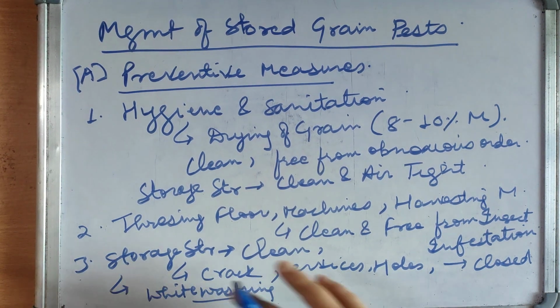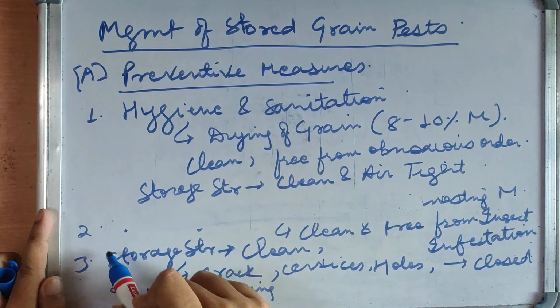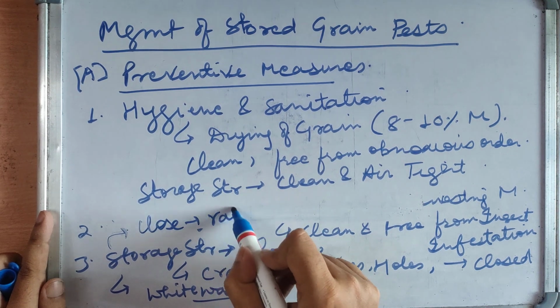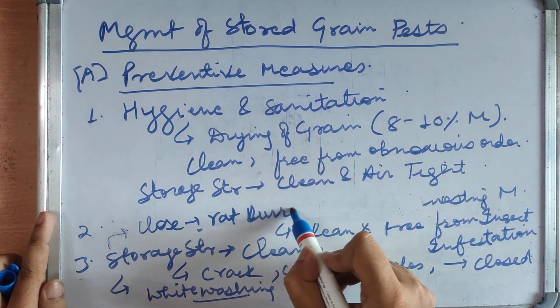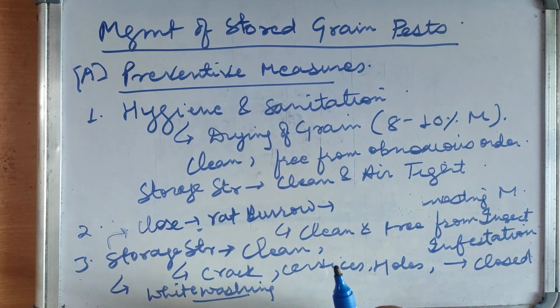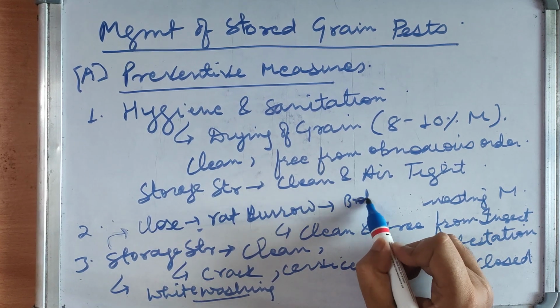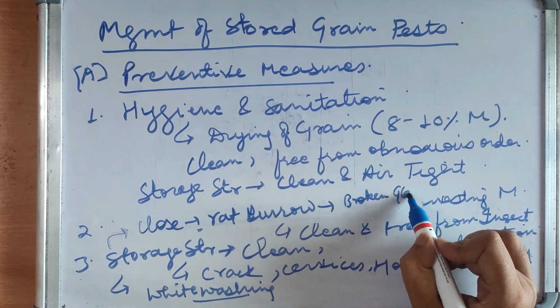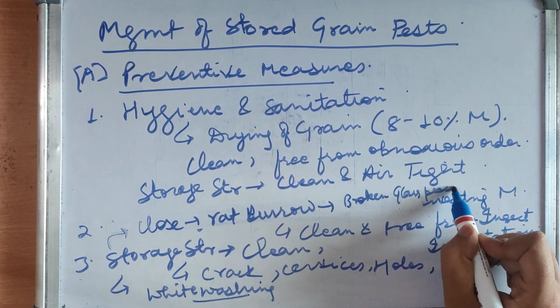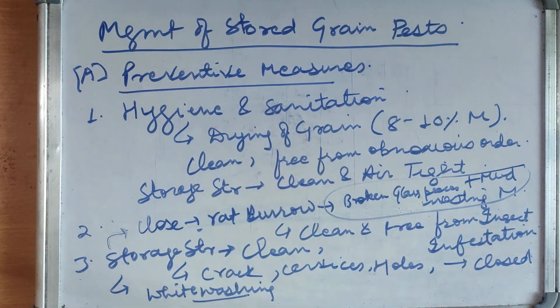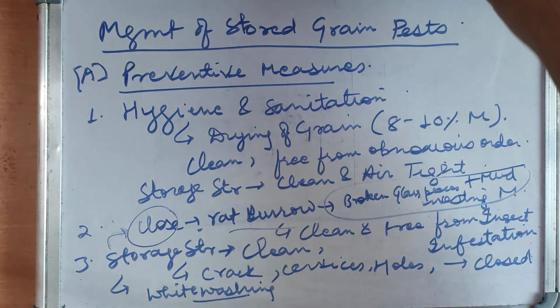Let me write it here. We can close rat burrows, or you can say rat holes, through the use of a mixture of broken glass pieces plus mud. So we will make a mixture and close the burrow using it. So these are things you can do to the storage structure.